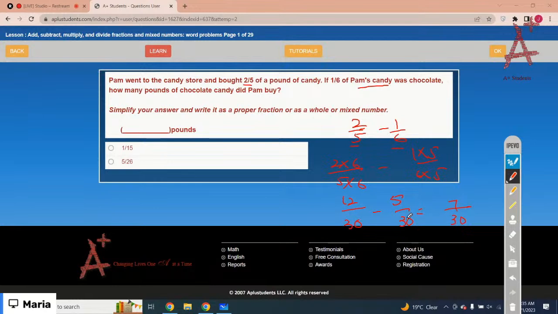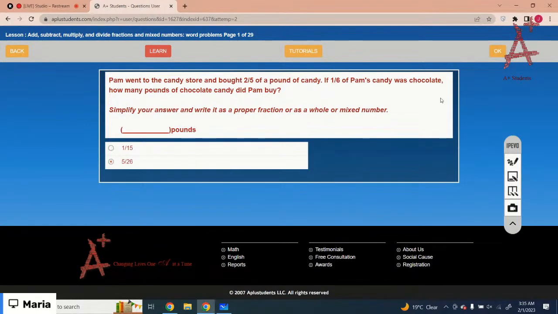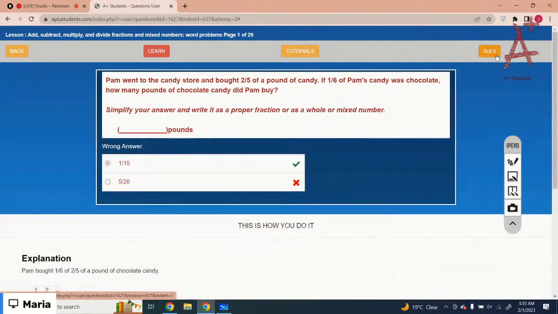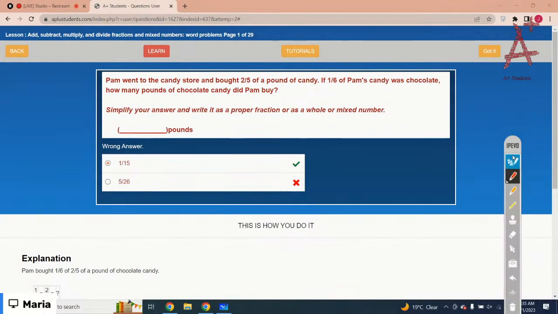Wait, let me see. Oh, okay, okay. Sorry. You have to calculate 1/6 of 2/5 actually. Got it? Because 1/6 of Pam's candy was chocolate. You don't subtract, you have to multiply, because here you have 1/6 of Pam's candy was chocolate. So you have to calculate 1/6 of the 2/5.